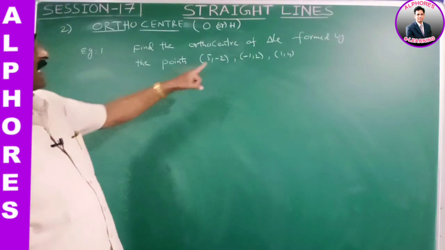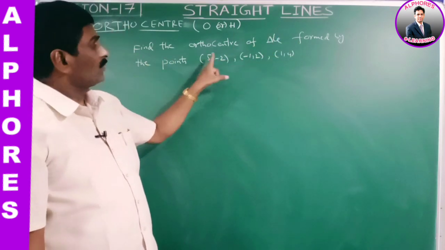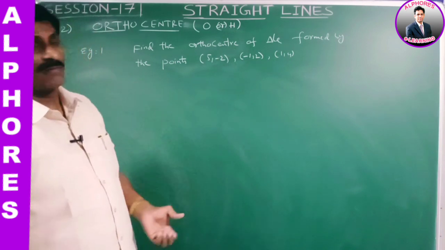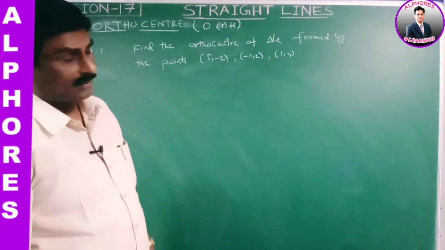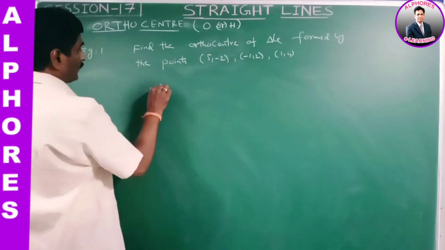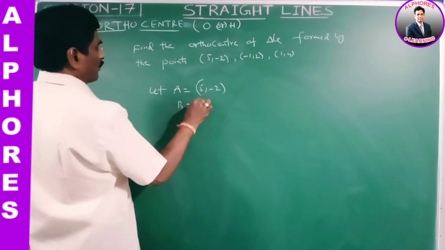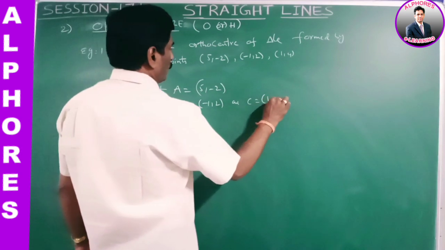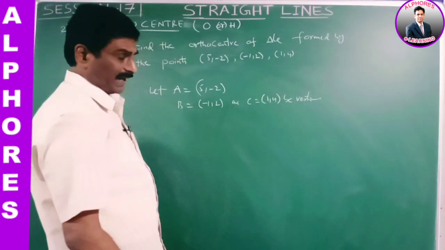Find the orthocenter of the triangle formed by the points (5, -2), (-1, 2) and (1, 4). In this case, the vertices of a triangle are given. Now we find the orthocenter of the triangle. Let A = (5, -2), B = (-1, 2) and C = (1, 4) be the vertices of a triangle.